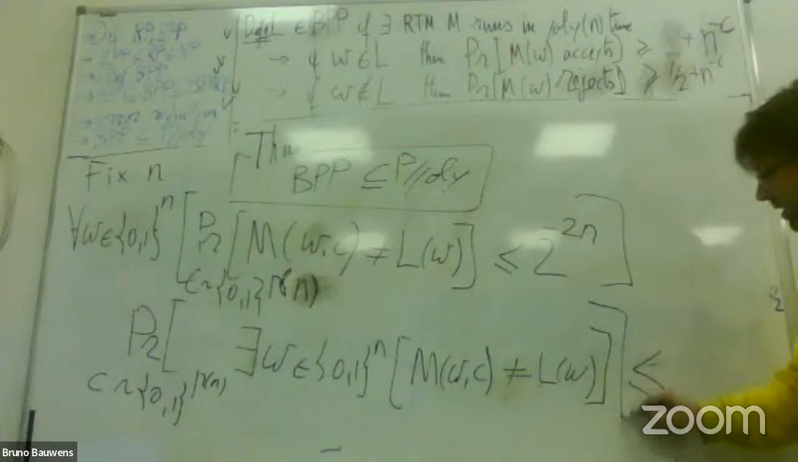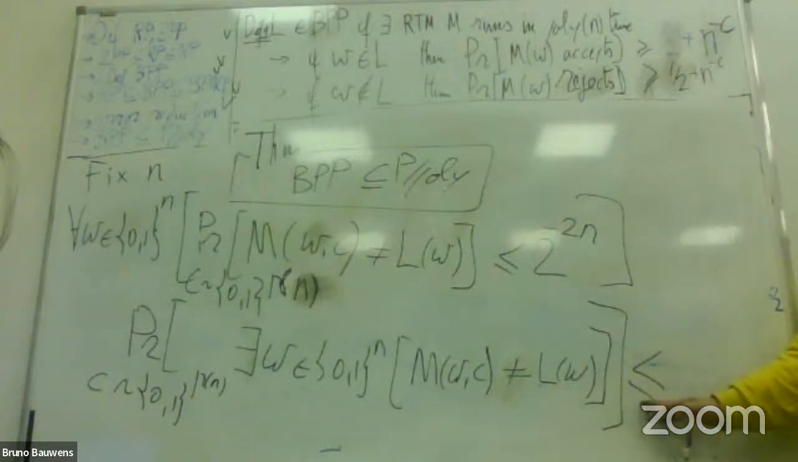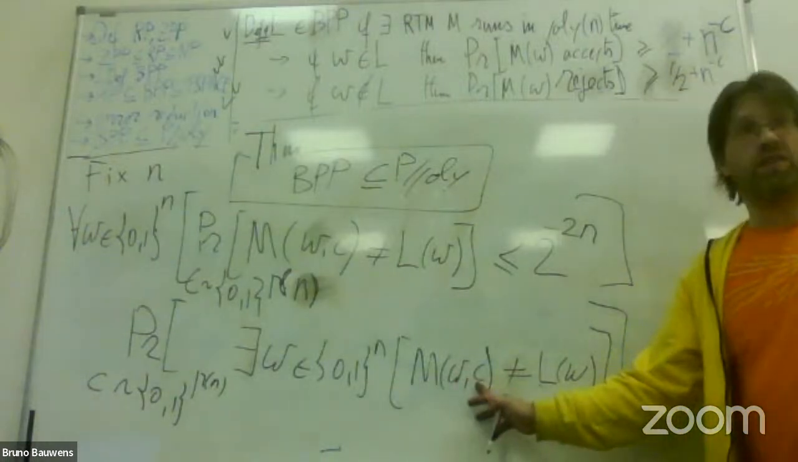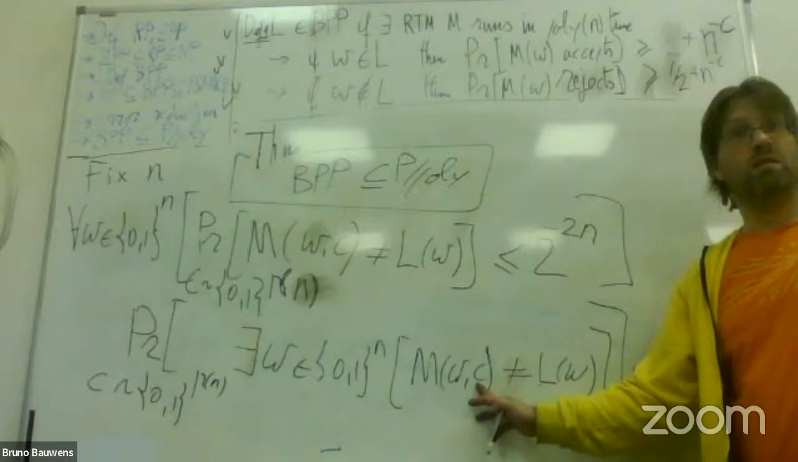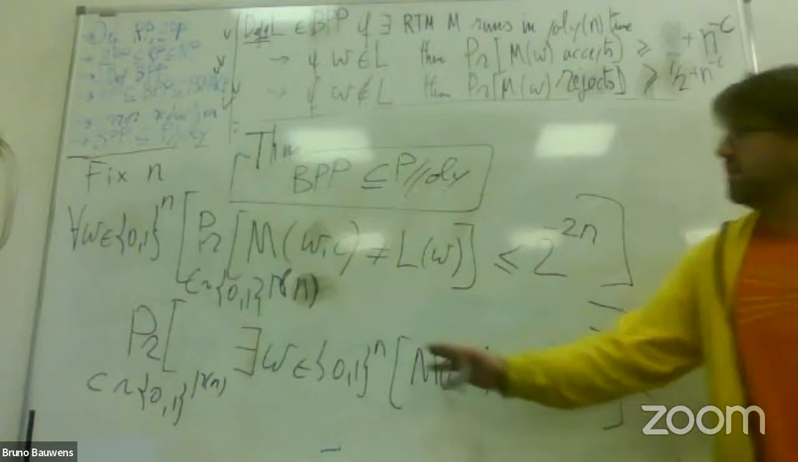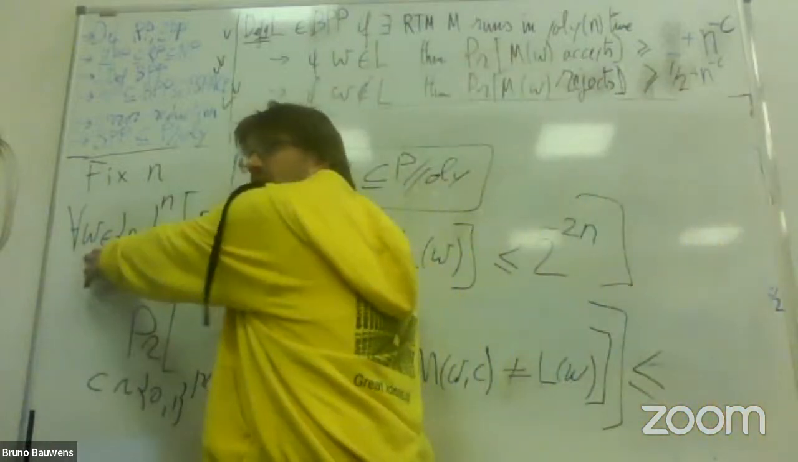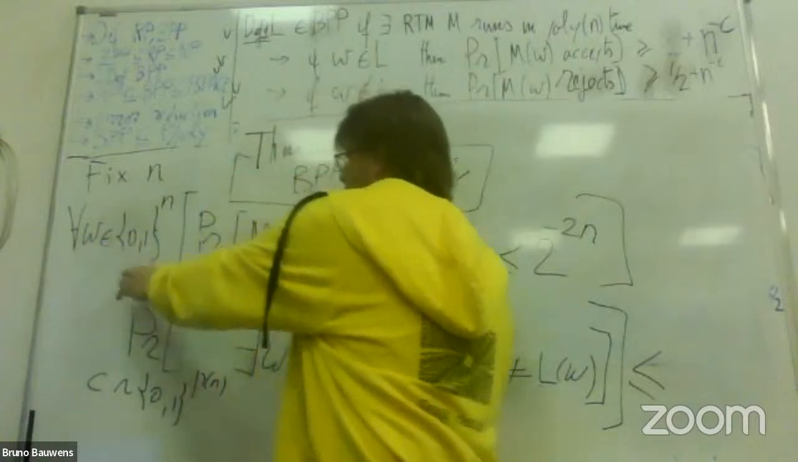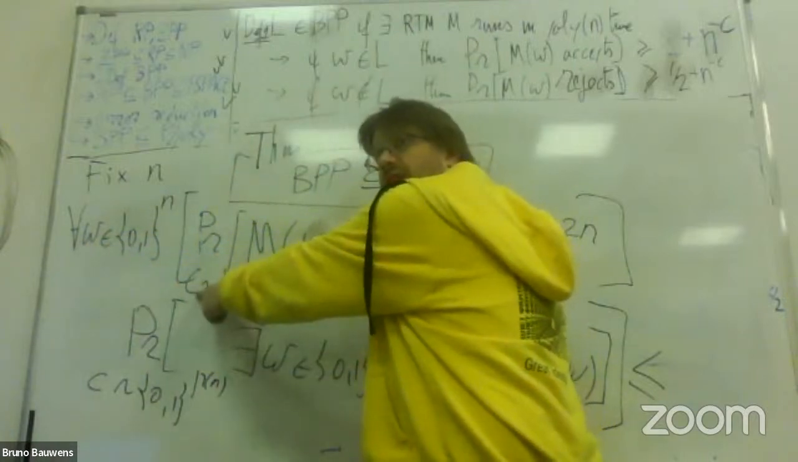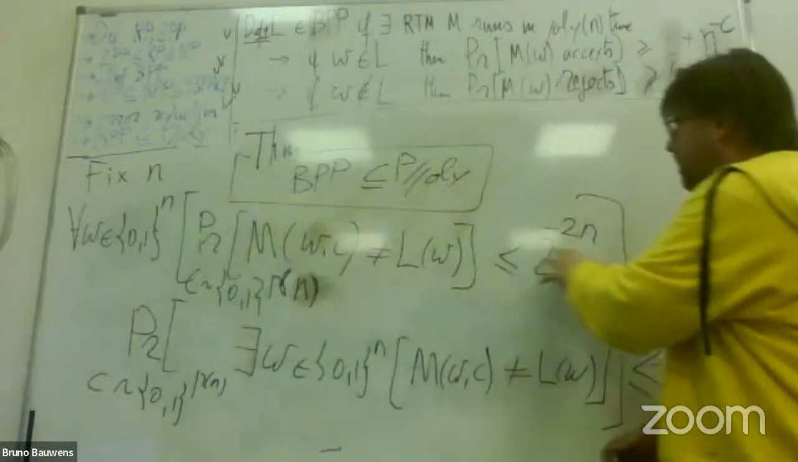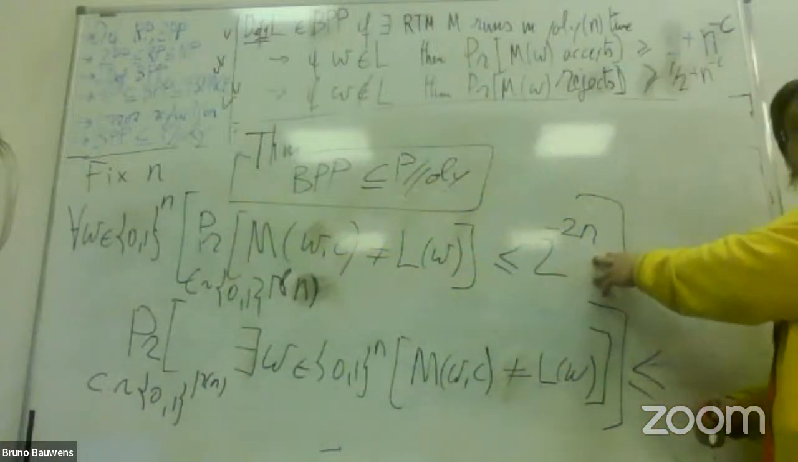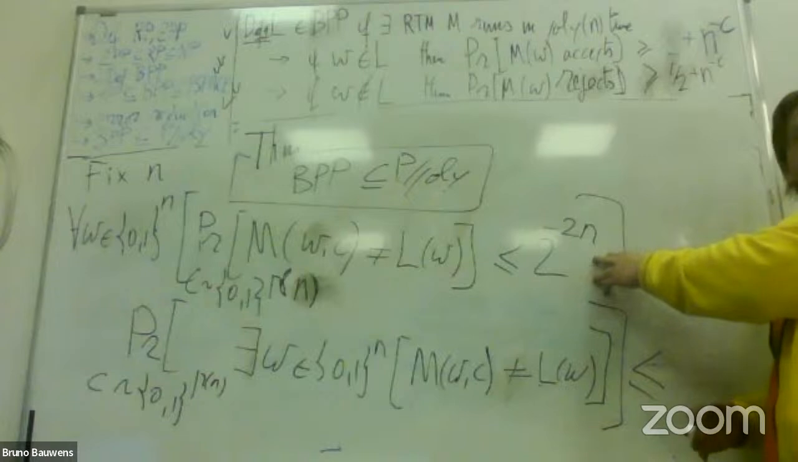So this is clear. The probability, for a random certificate, that there exists an input on which the certificate is wrong. Here we fix W. In the for-all, we take a W and then generate a certificate. And this is by power amplification. Randomness reduction, I mean.